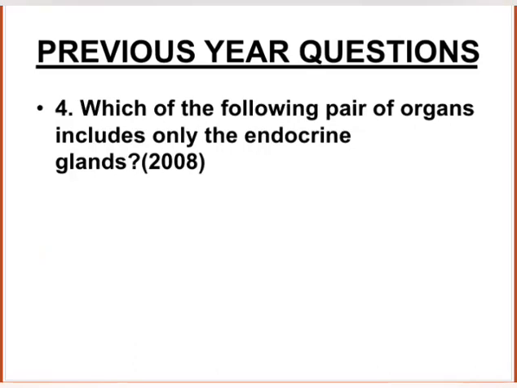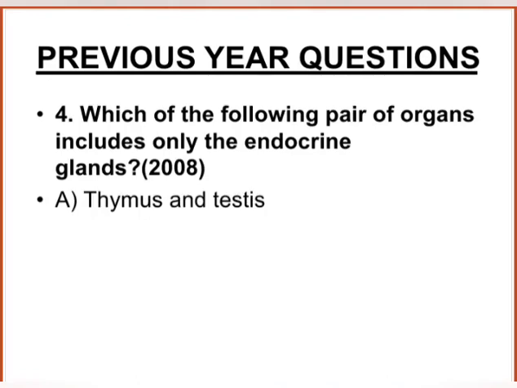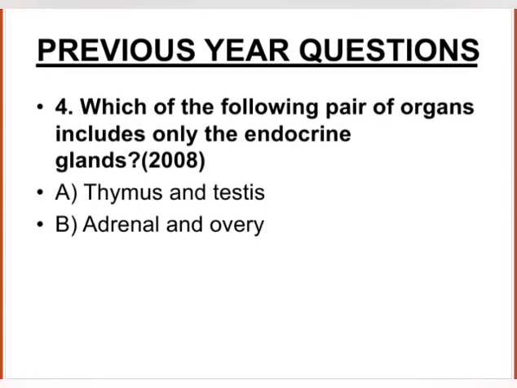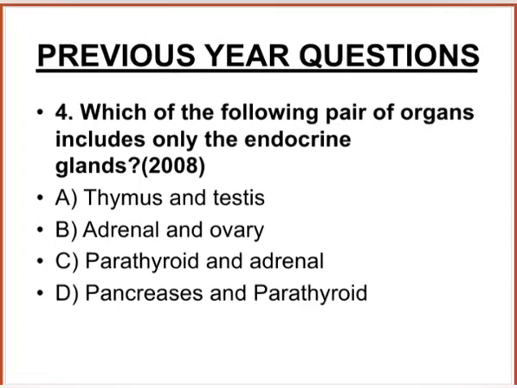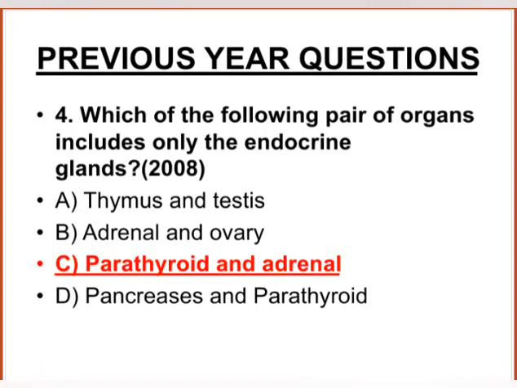Question number 4, 2008 NEET question. Which of the following pairs of organs includes only the endocrine glands? Option A, thymus and testis. Option B, adrenal and ovary. Option C, parathyroid and adrenal. Option D, pancreas and parathyroid. Option A, testis. Option B, ovary. Option D, pancreas. These are not only endocrine glands. They are partial endocrine glands. So the correct answer is option C, parathyroid and adrenal gland. They are the only endocrine glands.